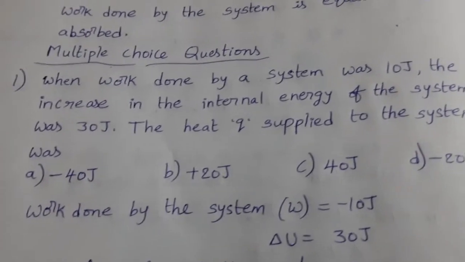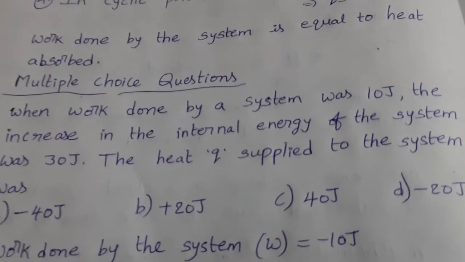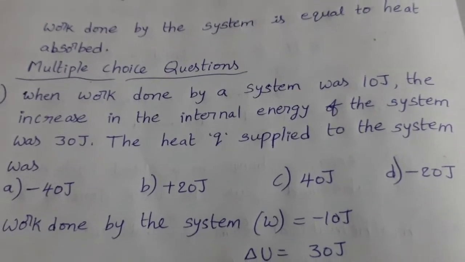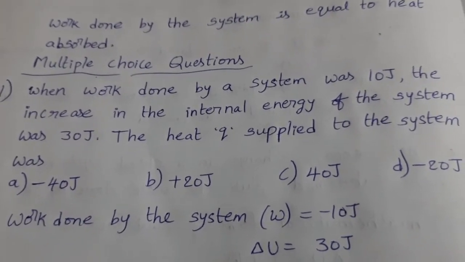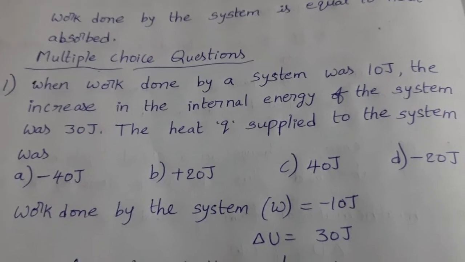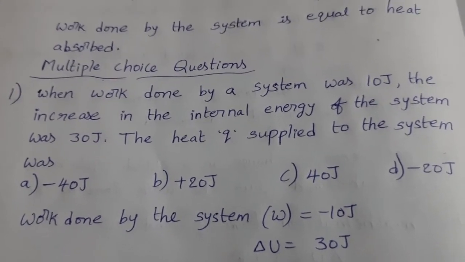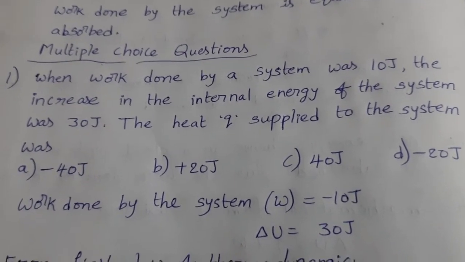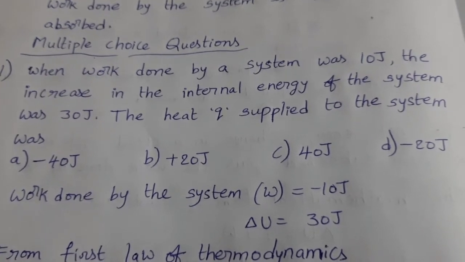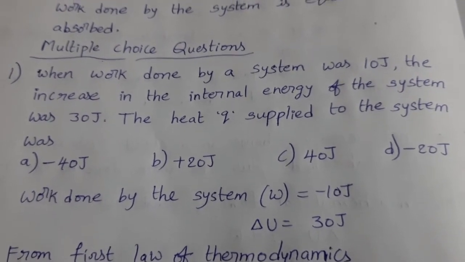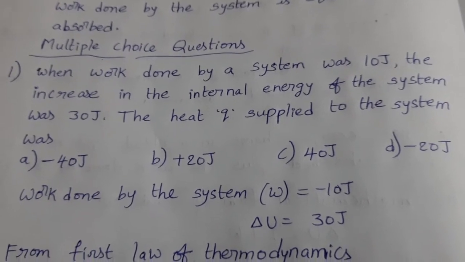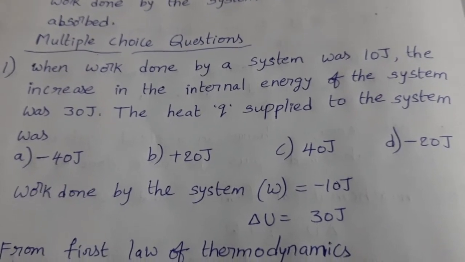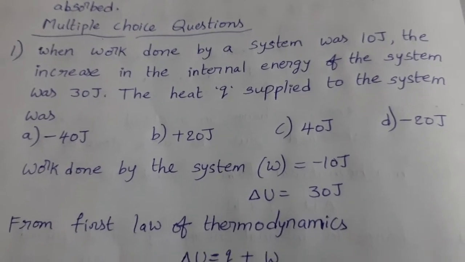Next, multiple choice questions related to first law of thermodynamics. When work done by a system was 10 joules, the increase in the internal energy of the system was 30 joules. The heat Q supplied to the system was. So work is given, internal energy is given, Q we should find out. Work done by the system, by the system means what is the sign of work? Negative. So W equal to minus 10 joules. And internal energy increases, then delta U equal to positive 30 joules.